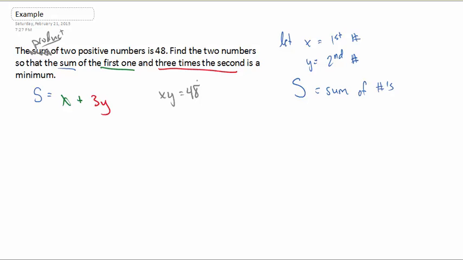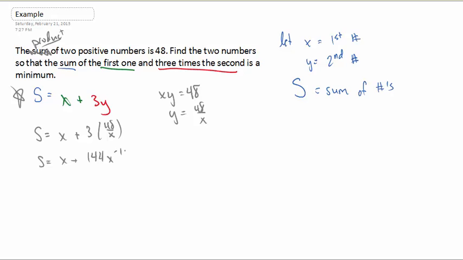Now, how can we use this information to get this s equation into just 2 variables? Well, we can make a substitution. We could say that y is equal to 48 over x. So s is equal to x plus 3 times 48 over x, or s equals x plus 144 over x. Now write that as x to the negative first.